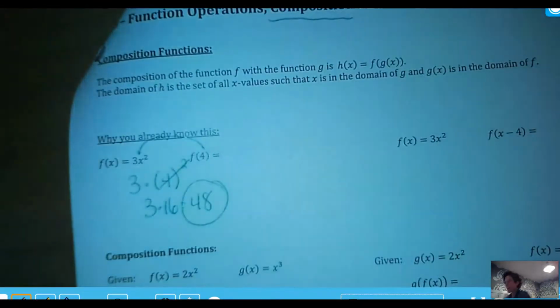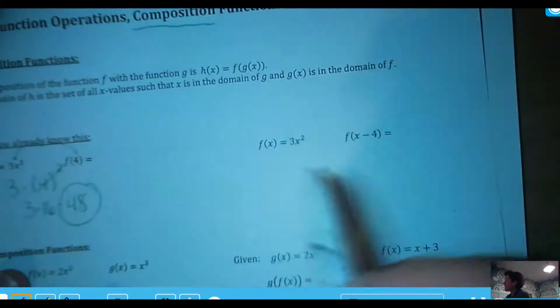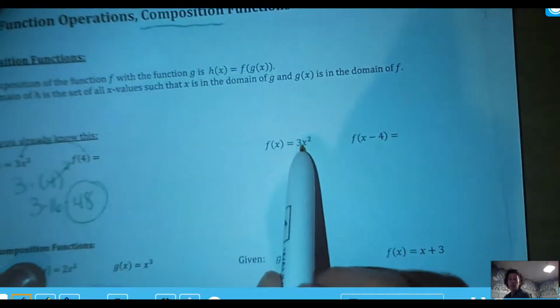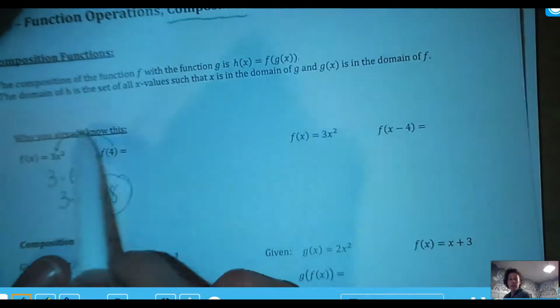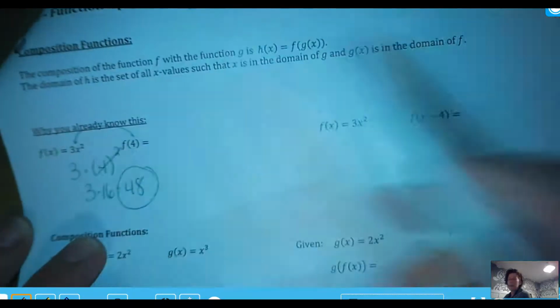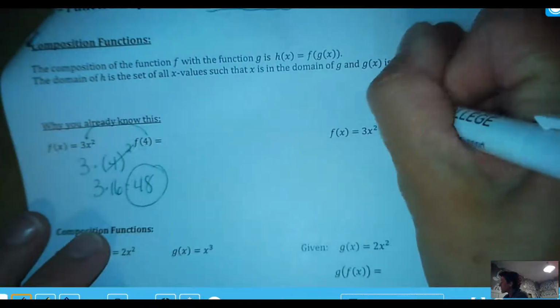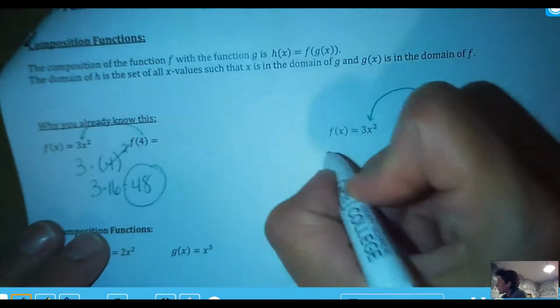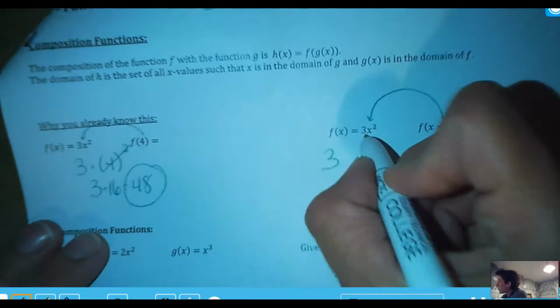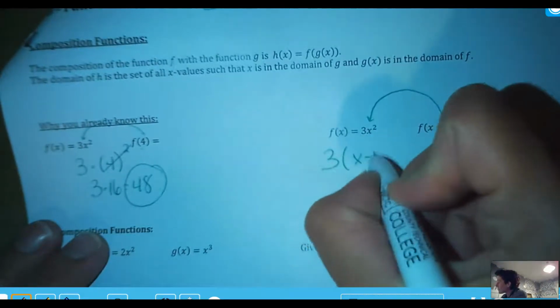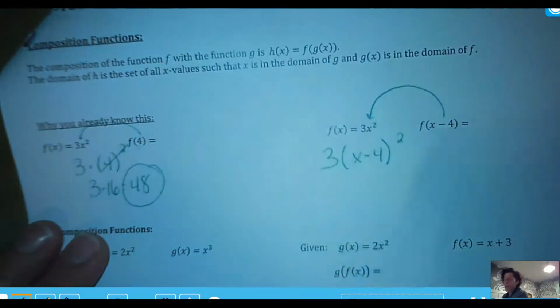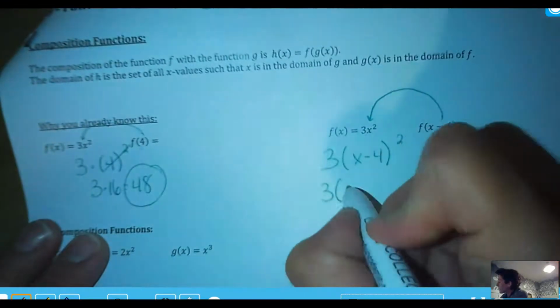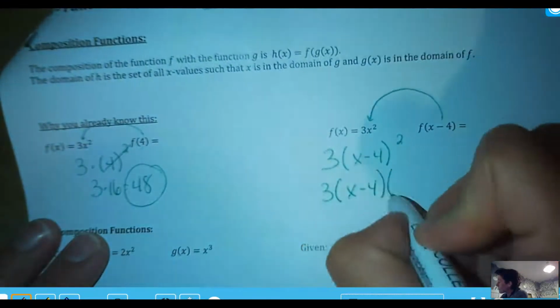So now, again, we already know this, we just practiced it. I still have the same function, but now instead of putting 4 into the function, I'm going to be putting x minus 4 into it instead. So normally it's 3 times x squared. Well, x minus 4 is going to go in place for the x. And I'm going to simplify this by recognizing that x minus 4 squared means there's 2 of these.